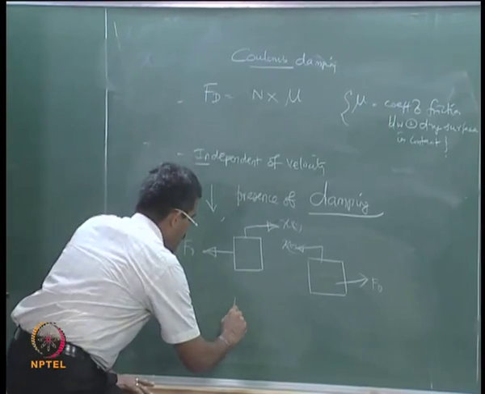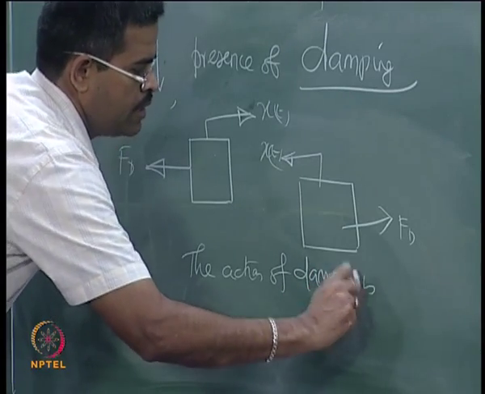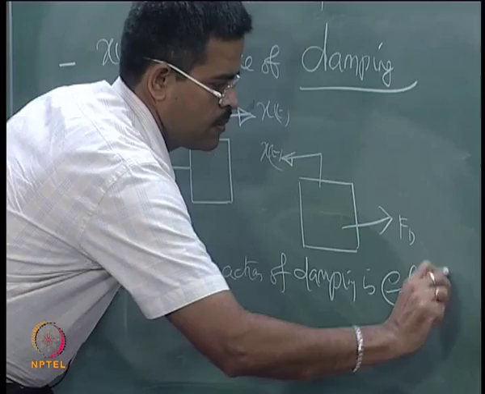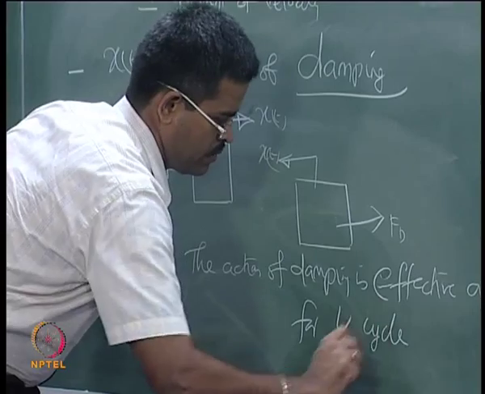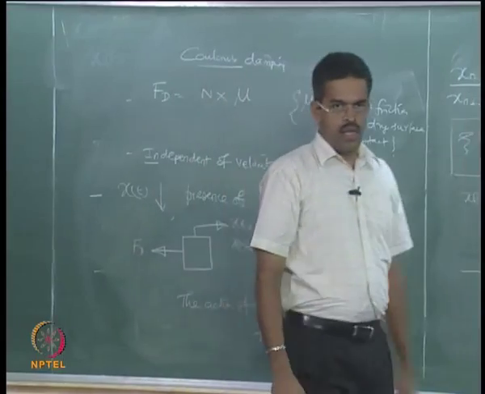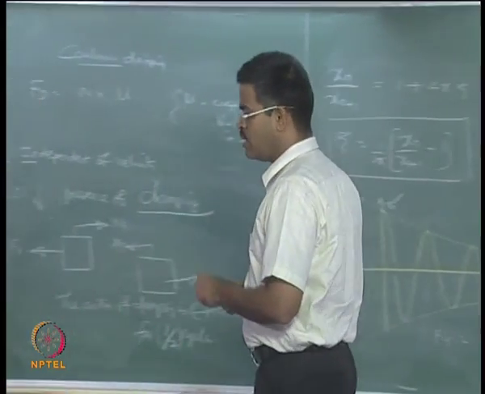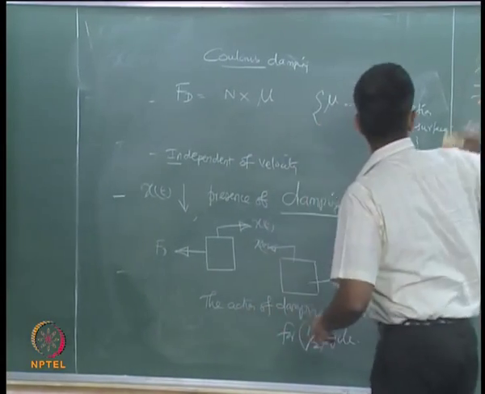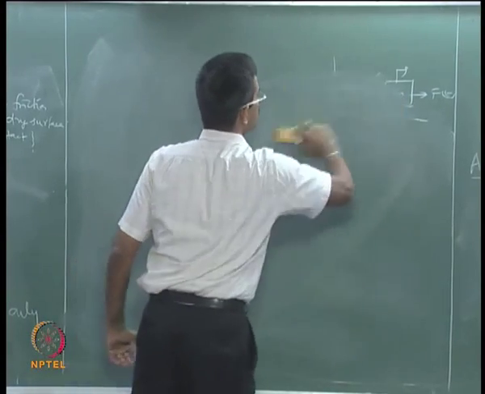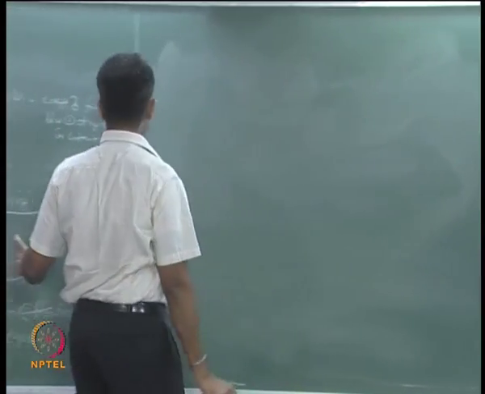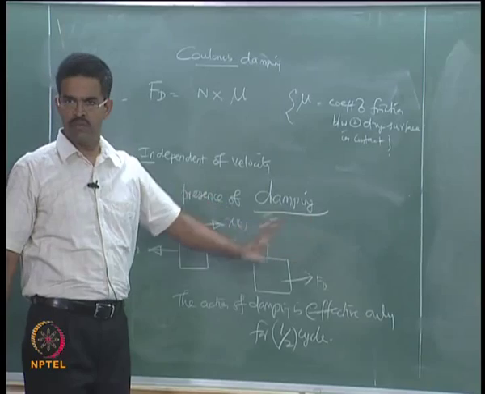It means the action of damping is effective only for half cycle, is it not? Then afterward it changes the sign. So, let us capture the half cycle response for a Coulomb damped model and see what happens. Any questions here? Is this clear what we are trying to say? This I have inferred only from the figure that I just plotted.